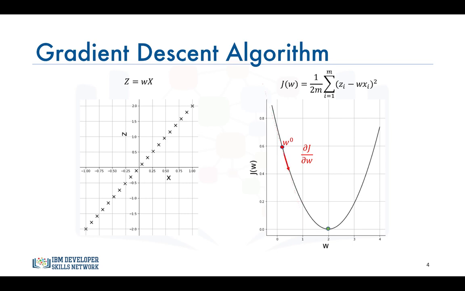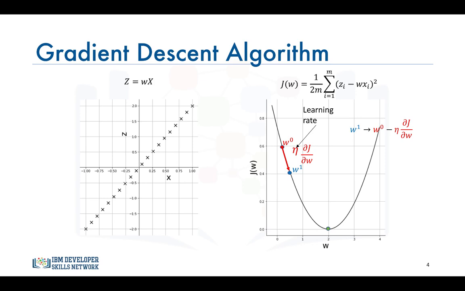And then the magnitude of the step is controlled by a parameter called the learning rate. The larger the learning rate, the bigger the step we take. And the smaller the learning rate, the smaller the step we take. Then we take the step and we move to w1. w1 is essentially computed as w0 minus the learning rate times the gradient at w0. This represents the first iteration of the algorithm.